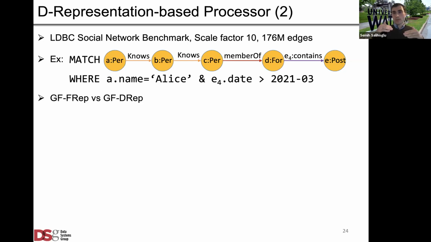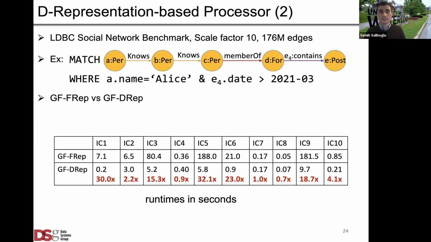And what I'm going to compare is the performance of our system under F representations and D representations, but using exactly the same plans. And again, on at least half of these queries from the LDBC benchmark, you can observe significantly more than an order of magnitude improvement in performance. Again, those are on top of the benefits that we get from moving from flat representations to F representations.